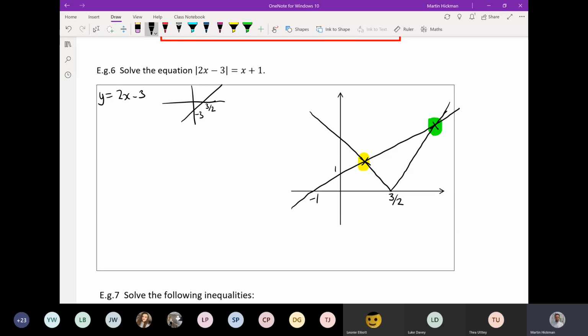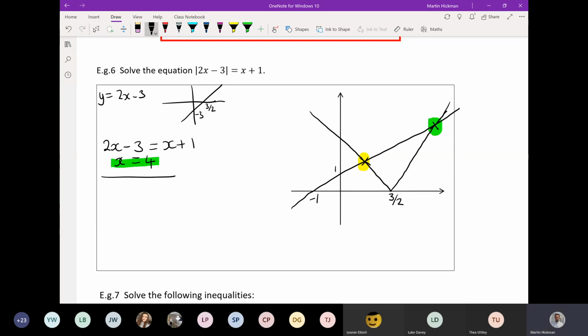So to find my first solution, the one in green, I simply just solve it as if the modulus wasn't even there. So I just solve that and I get x equals 4 when I do so. So that's the one in green.